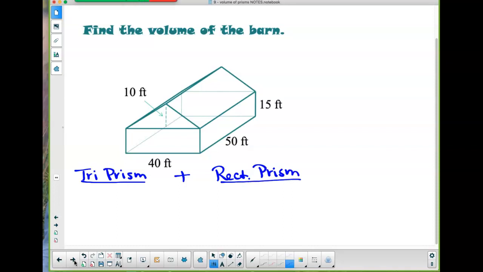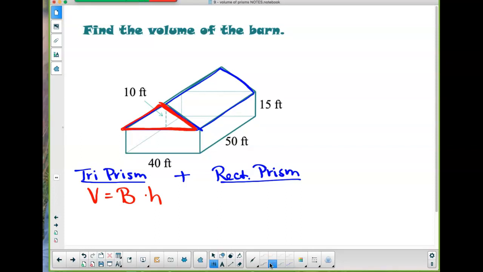Okay, let's start with the triangle. Which is the base? If I ignore the bottom, I'm just looking at this triangular prism. What's the base of that triangular prism? The triangle, right? The triangle is our base. So volume equals area of the base times the height. So I need to start by finding the area of this triangle.